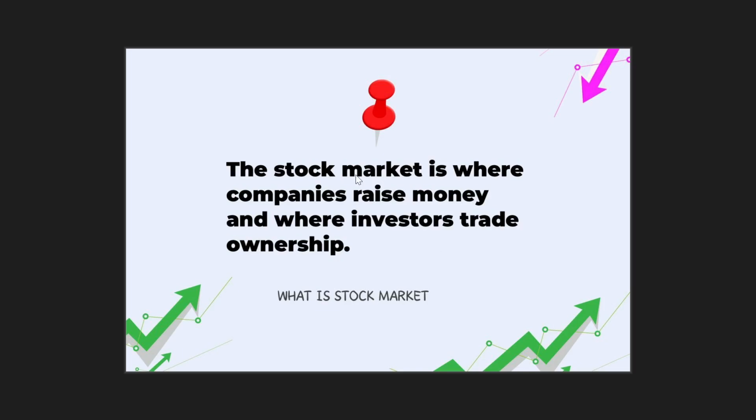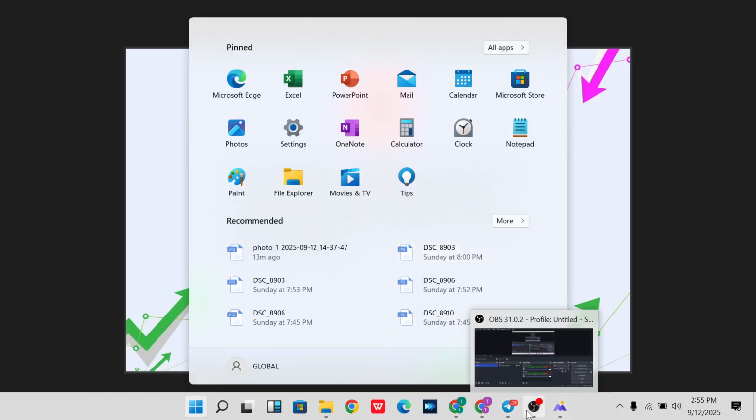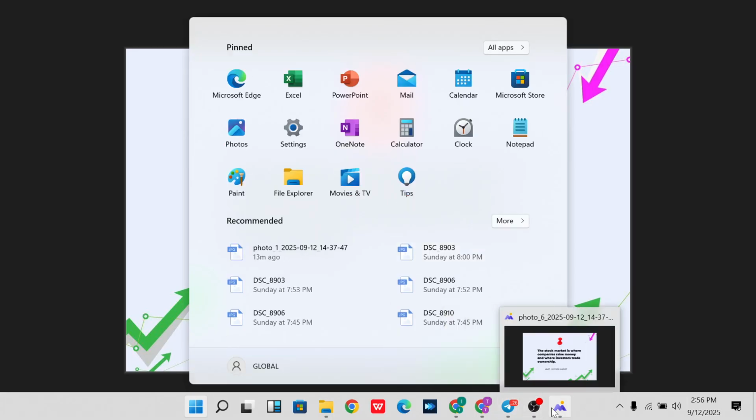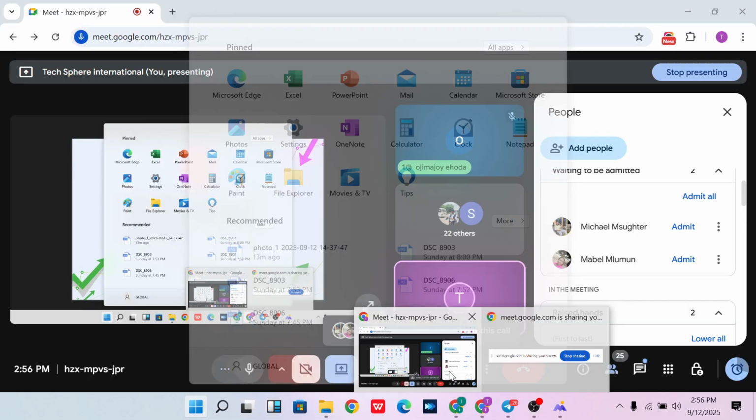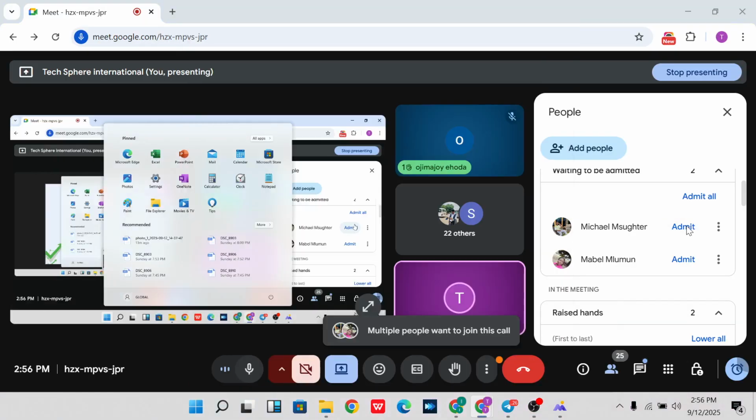So the stock market is where companies raise money. The companies need your money to grow. And it is also where investors trade ownership. When I say trade ownership, trading is about buying and selling. We already spoke about that.